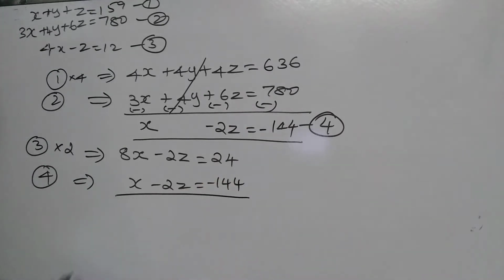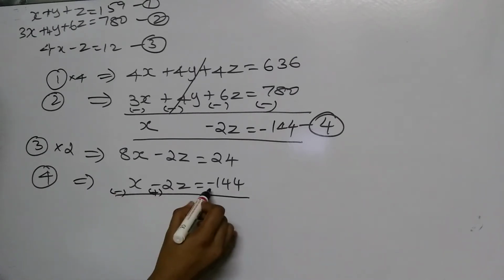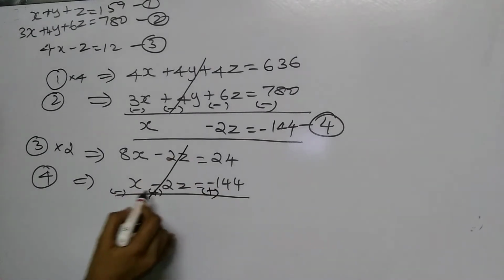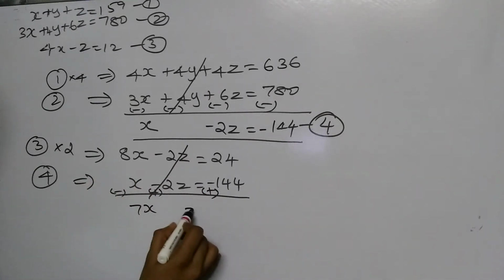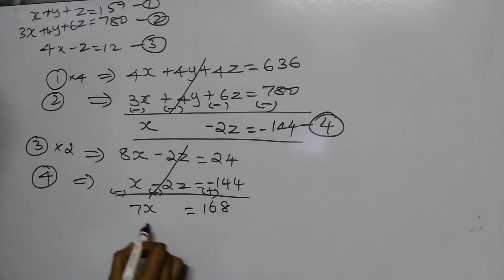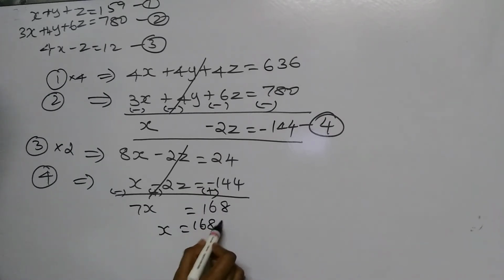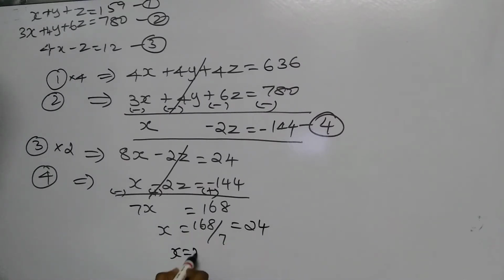Now subtracting the terms, change the sign. Plus 2z minus 2z get cancelled. 8 minus 1, 7x. Add these two, 168. So your x will be 168 divided by 7, which is equal to 24. So your x answer is 24. That means Bonnie's age, x we have taken as Bonnie's age, is 24.